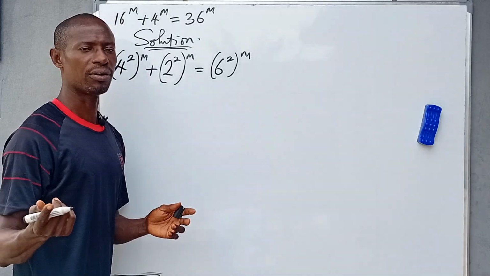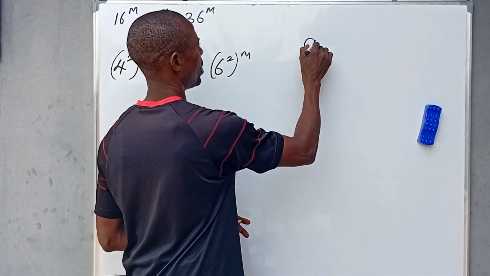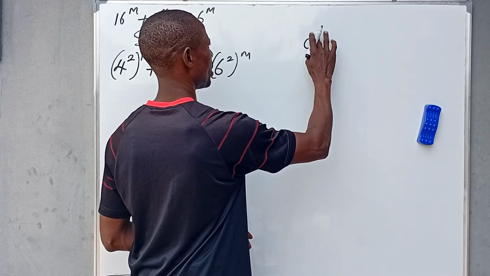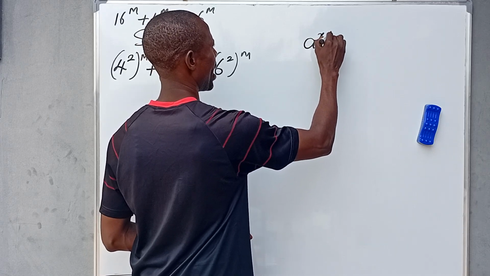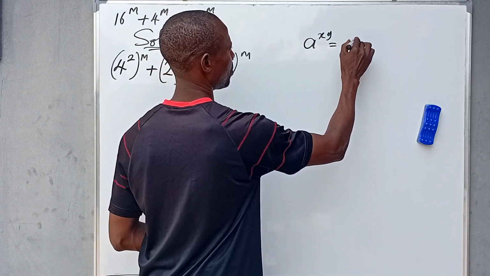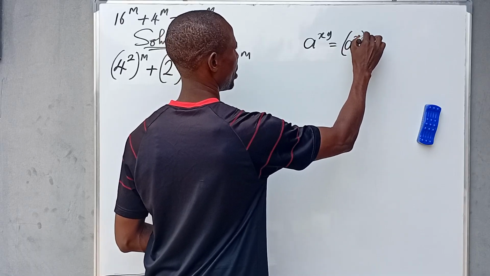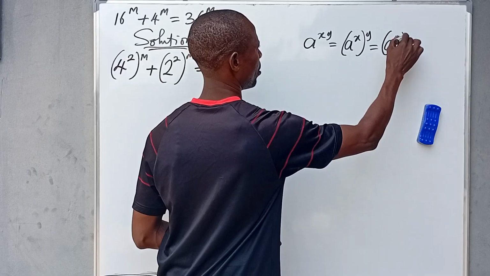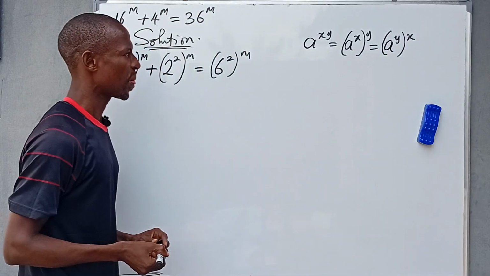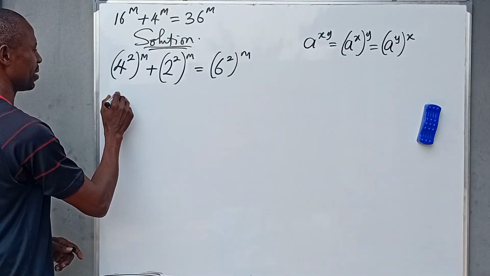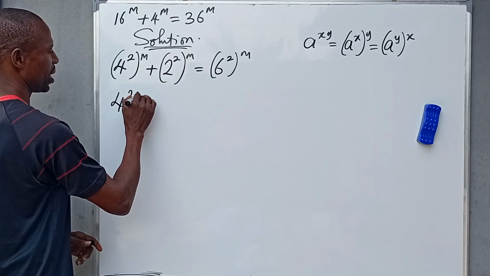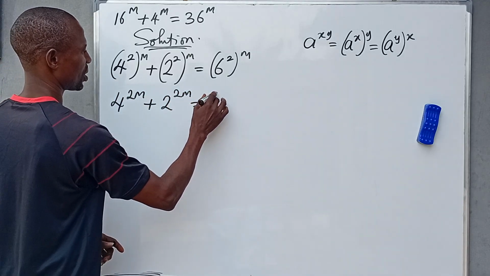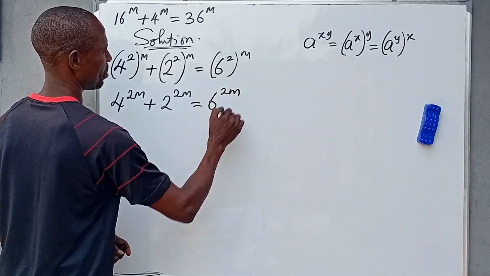Now remember the law of indices, which says that a to the power of x, all raised to y, is the same thing as a to the power of y, all raised to x. If we apply that, we can rewrite everything as 4 to the power of 2m plus 2 to the power of 2m equals 6 to the power of 2m.